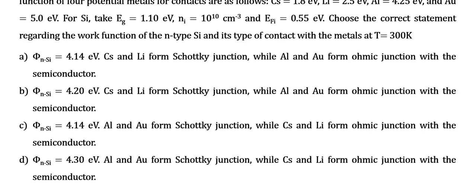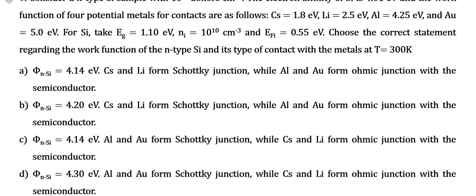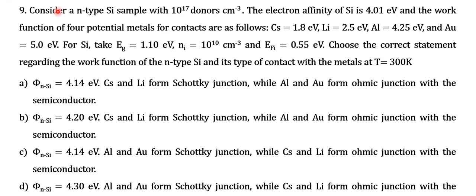So next is a kind of descriptive problem. It's a logical answer that you have to give. Consider an N-type silicon with 10 power 17 donors per centimeter cube. Electron affinity is given as 4.01. Work function of four metals, cesium, lithium, aluminium, and gold are given as so and so values.